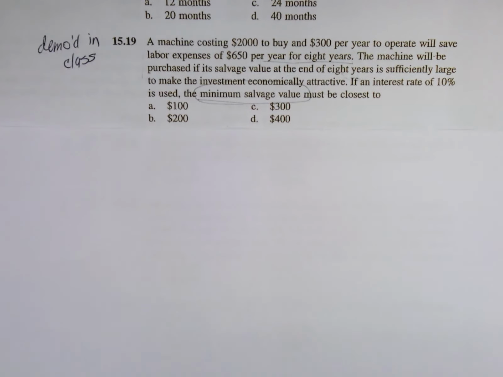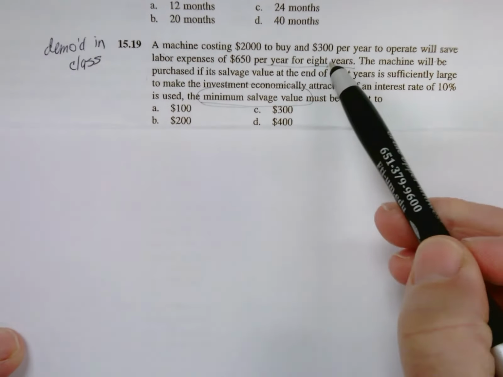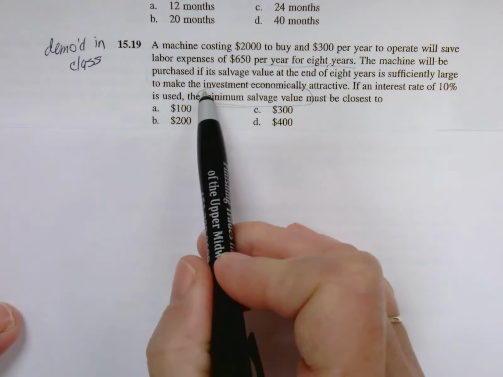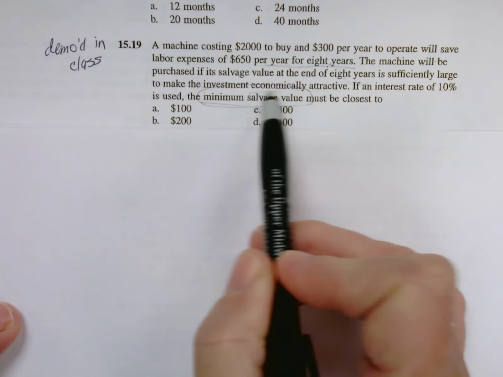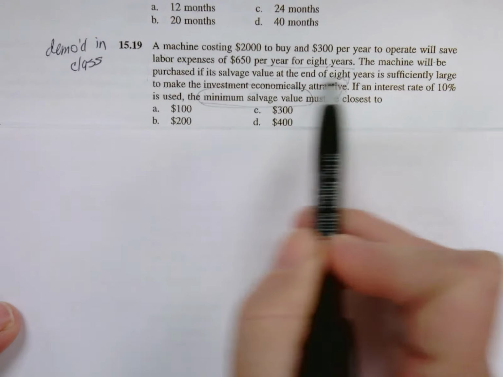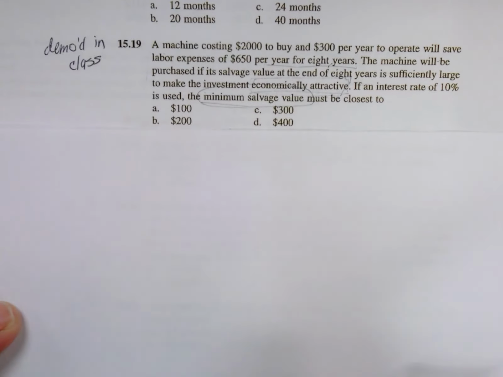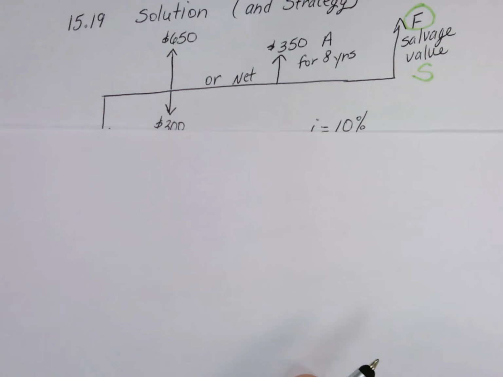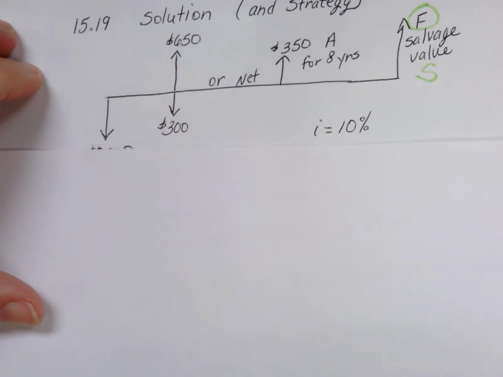So that's the problem. Asking for the minimum salvage value that the equipment should be sold for 8 years out in the future in order to make this investment economically attractive. That's going to be a key word right there, economically attractive. What does that mean? All right, so the first thing we have to do in our problem-solving strategy is to lay out the timeline of cash flows and figure out what we're given in the problem and what we are asked to find.